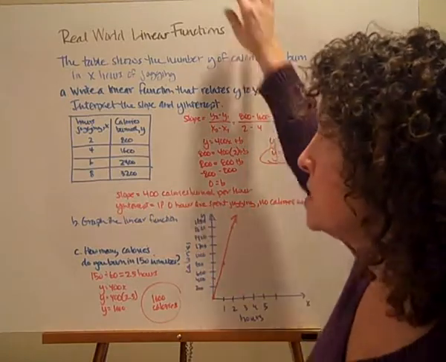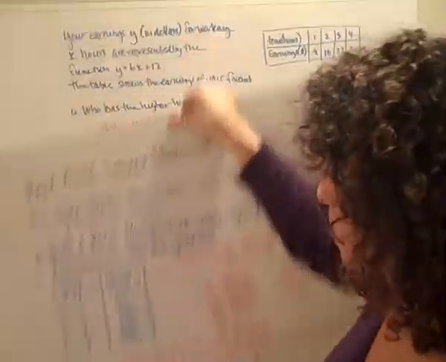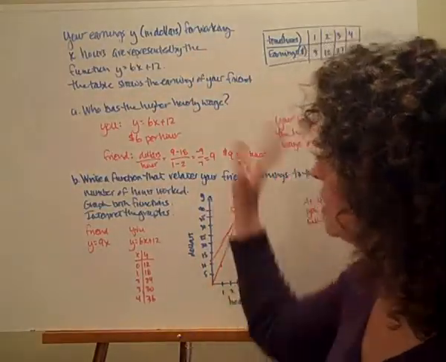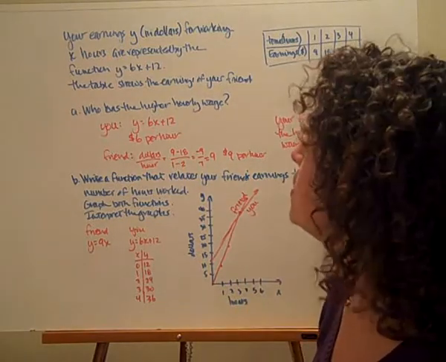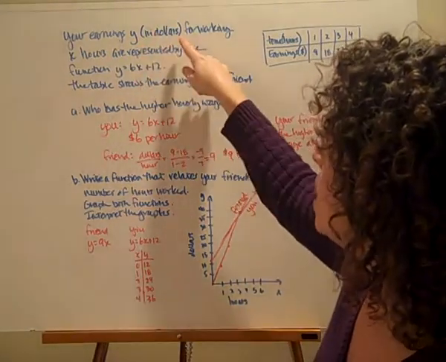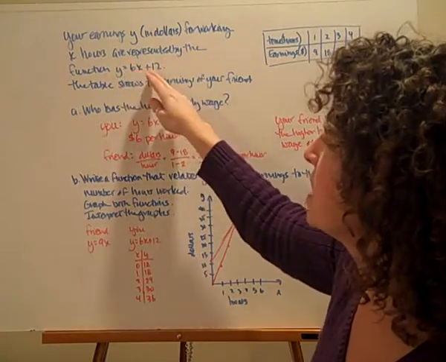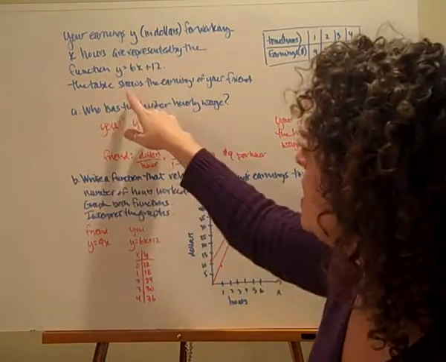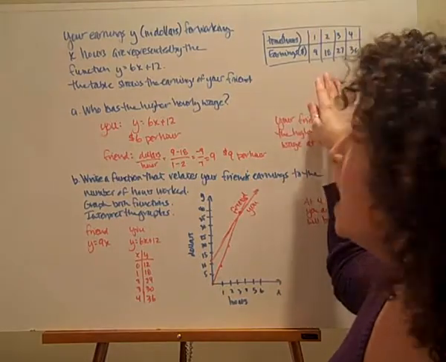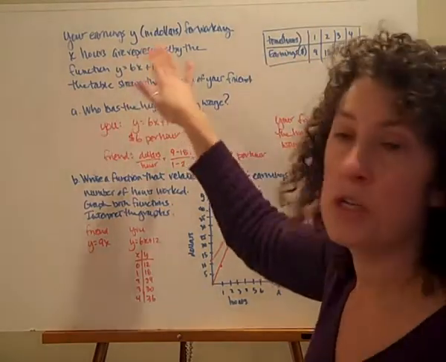So interpreting those pieces from our equation and our real-world situation. All right, let's look at one more real-world situation. Your earnings y in dollars for working x hours are represented by the function y equals 6x plus 12. The table shows the earnings of your friend. So we have a table for our friend, and we have an equation for us.